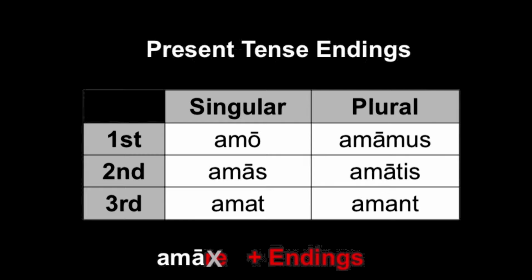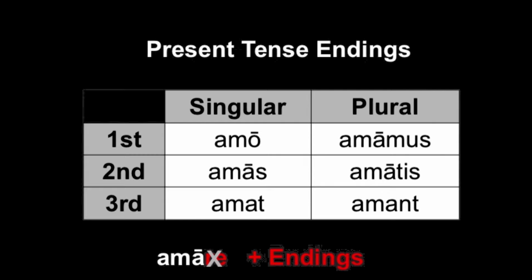Now the long O in the first person singular causes the A to disappear. I like to say that the O eats the A, but everywhere else you can see a pretty clear pattern of the ending being added to ama. Amo, amas, amat, amamus, amatis, amant.